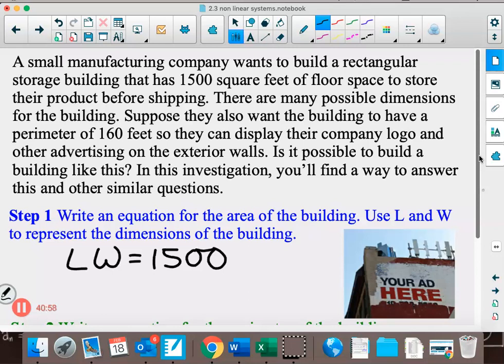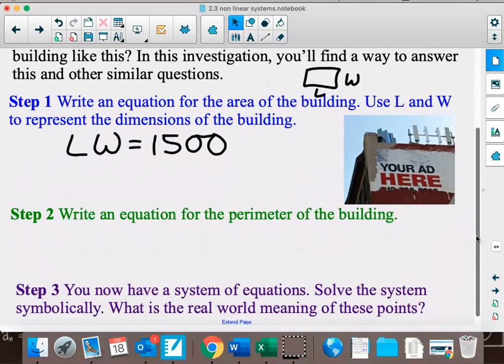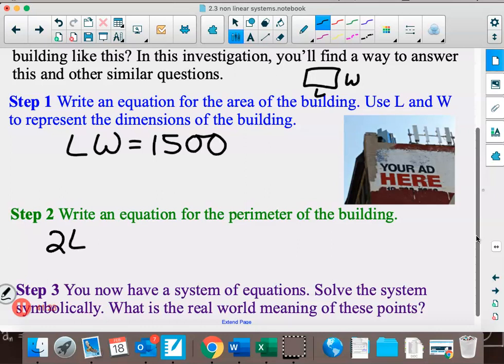How do I calculate perimeter? 2L plus 2W. Why not just L plus W? That's only halfway around, right? If you have a building with a length and a width, and you want to go all the way around, then you have L plus W plus L plus W, right? So the perimeter, which is 160, we would write 2L plus 2W equals 160.